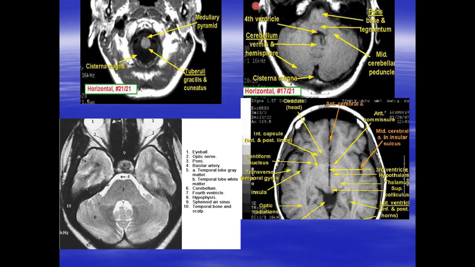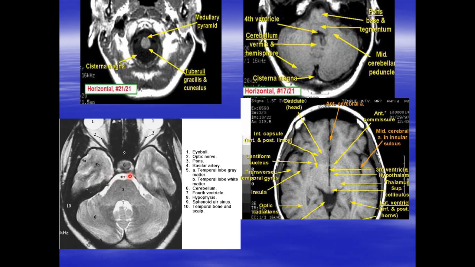Let's look at some images. First of all, we have here the cisterna magna, which we said is the largest one. It contains the vertebral artery and the PICA, the posterior inferior cerebellar artery. You can see as we go up, it gets a little bit smaller in size, okay? And you can see here the fourth ventricle.